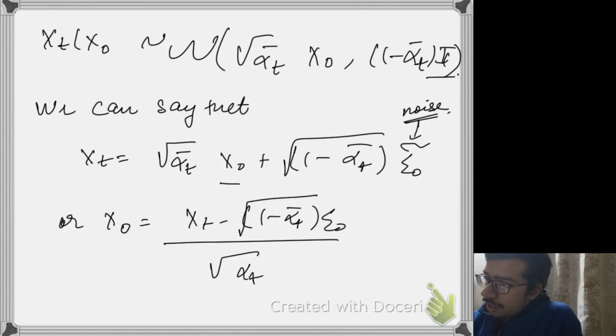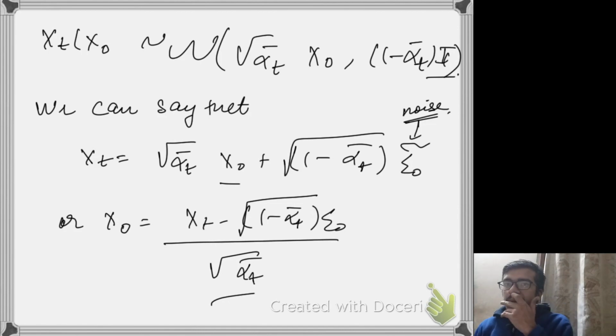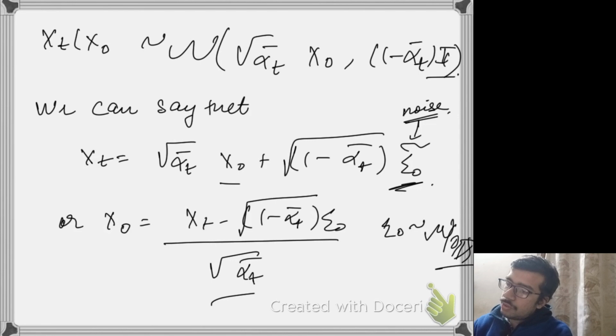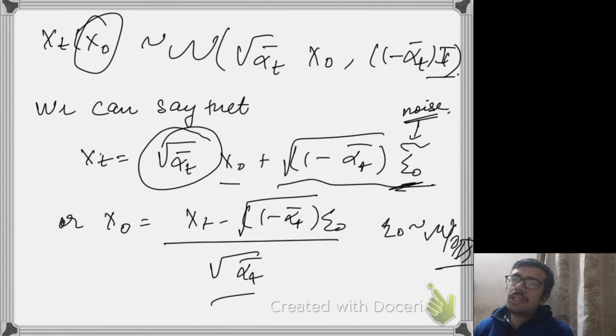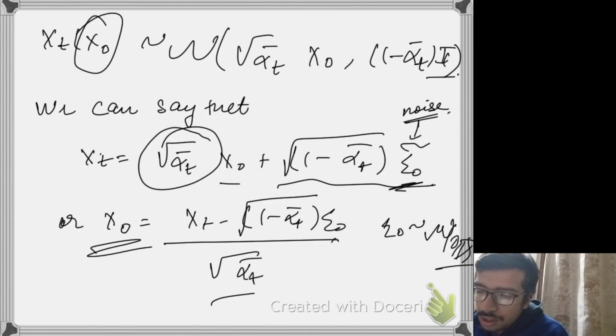So we are using that reparameterizing idea again: if you have a normal distribution of this form, then I can write it as the mean plus the square root of the covariance matrix times epsilon naught, where epsilon naught is a standard normal variable. This is the noise term. You can think of it this way: x naught was my original image, I apply some rescaling, and then I add some noise, which gives me xt. To recover my original image x naught, I need to subtract the effect of that noise and also rescale it appropriately.